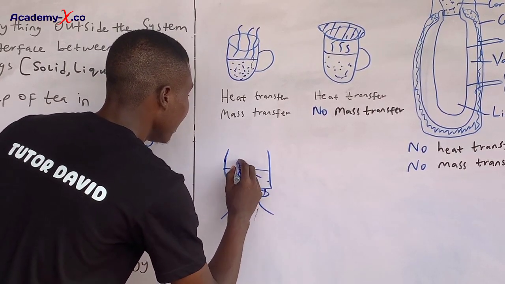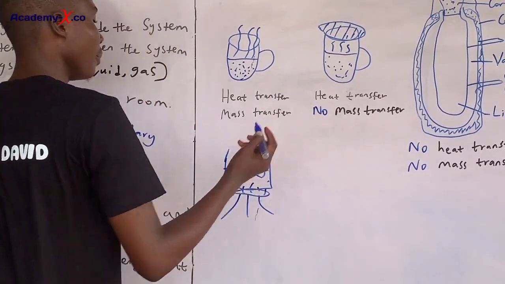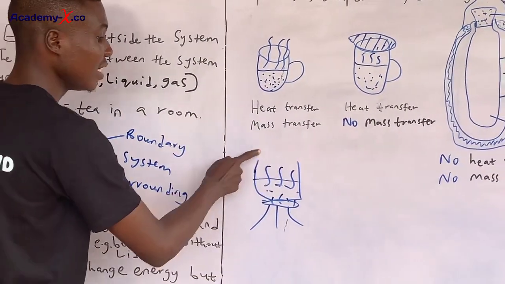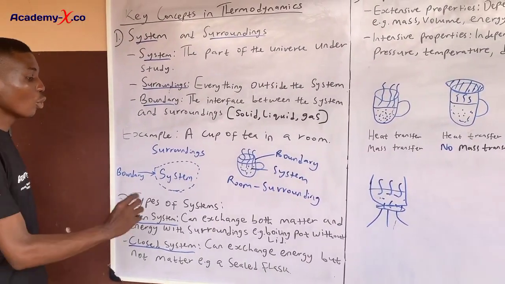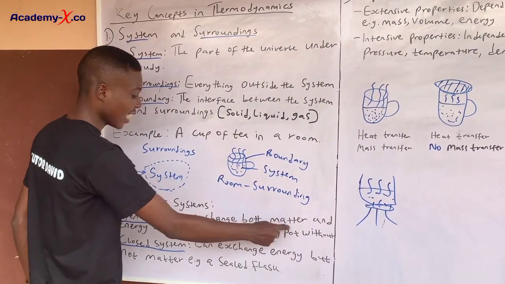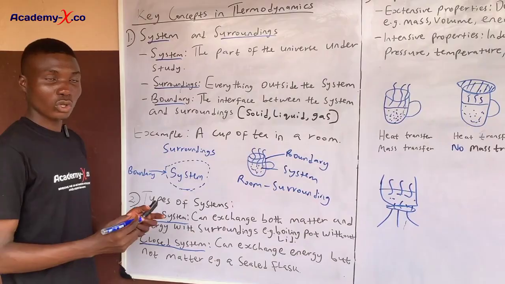So because it's boiling, you have vaporization occurring, but there's no lid. So a boiling pot without a lid is an example of an open system. So he said that you can exchange both matter and energy. So what does that mean?